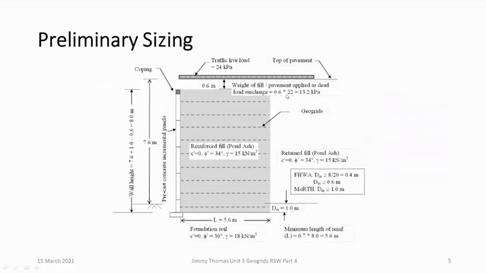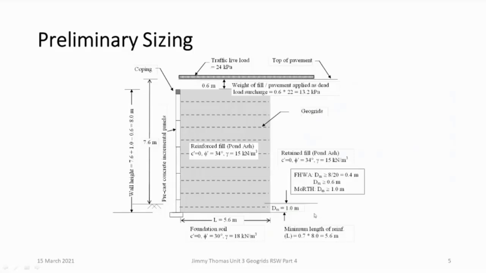I have considered a unit weight of 22 for the pavement. So 0.6 into 22, 13.2 kPa, will be the dead load surcharge, UDL. Then the live load, as per IRC standards, is equivalent to 1.2 meters of fill, or normally we consider 24 kPa live load for the traffic. Now our design height becomes 7.6 minus 0.6 plus 1, which is 8 meters. That will be our design height.